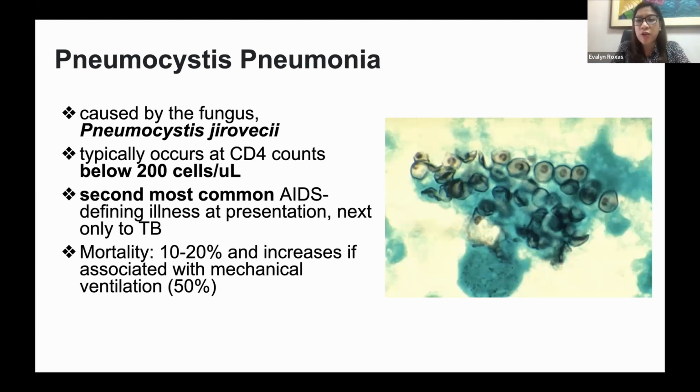Before, there was a misclassification or other classification for Pneumocystis, but to date, Pneumocystis jirovecii is what we call the fungus, the biologic agent of this disease. It is classified now as a fungus. So Pneumocystis pneumonia, this is the characteristic picture of Pneumocystis under the microscope, no?